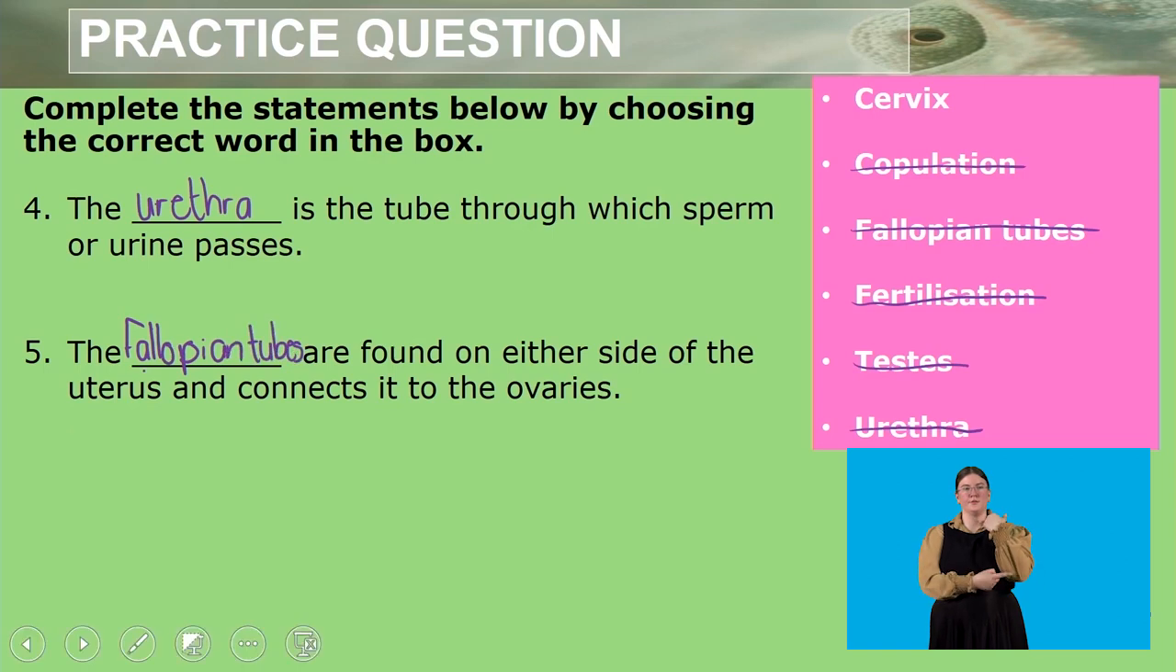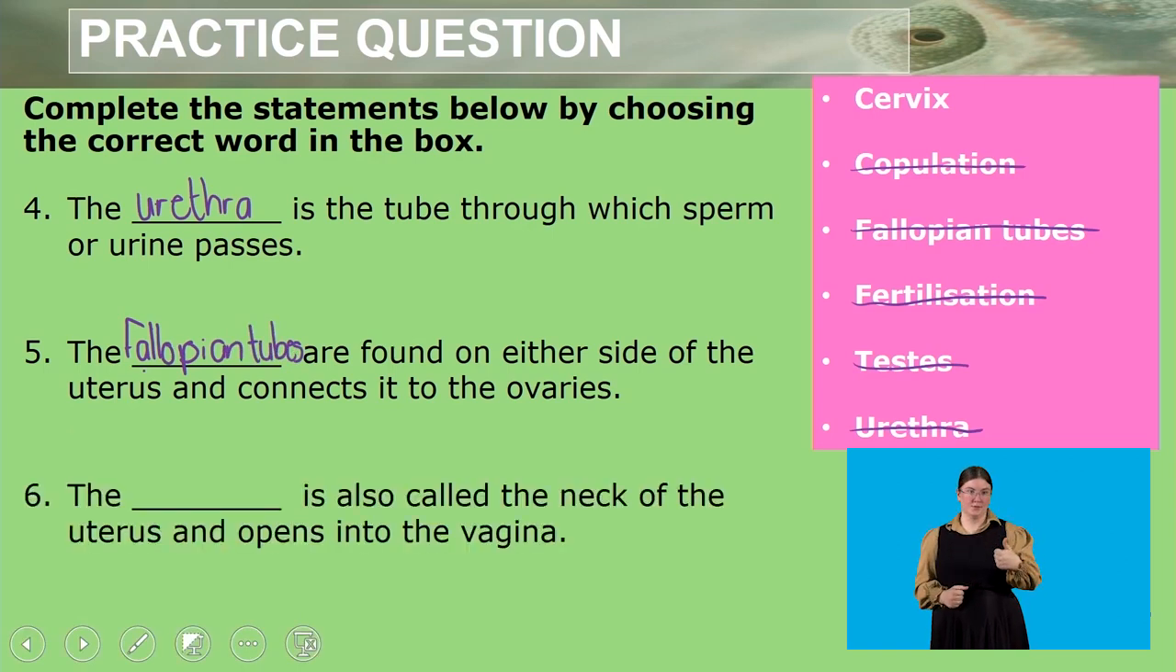Okay, moving on to the last question, number 6. The something is also called the neck of the uterus and opens up into the vagina. We know that the cervix is also called the neck of the uterus.